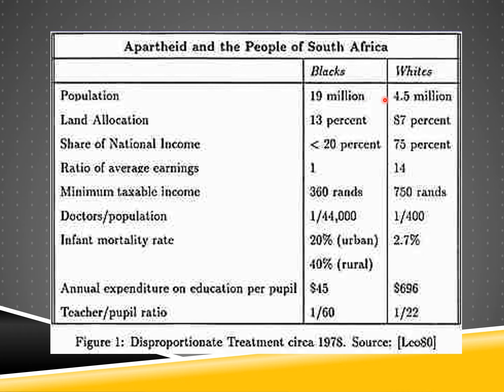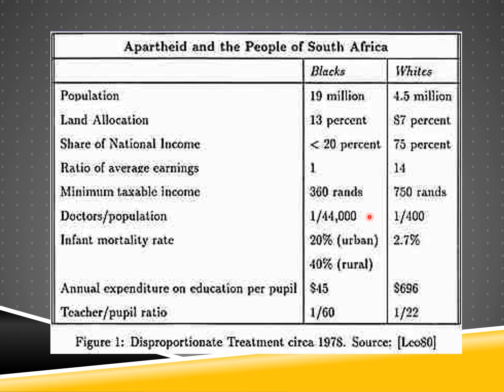Here we have for blacks 19 million, whites 4.5 million. The land allocation was 13% to blacks. Share of national income was less than 20%, even though their population was so much more. Ratio of average earnings 1 to 14. Minimum taxable income 360 rands compared to 750. Doctors per population 1 in 44,000.